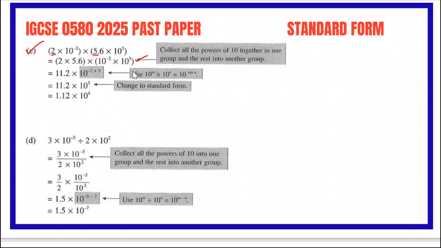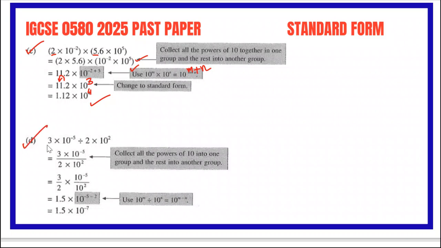We are using the law of indices: 10 power of m times 10 power of n is equivalent to 10 power of m plus n. That means negative 2 plus 5 becomes 10 power of positive 3. Now this number is not in standard form, so we have to convert it. That means we have to move this decimal 1 unit left, which gives 1.12 times, and the exponent we have to add 1. So 10 power of 3 plus 1 becomes 10 power of 4.